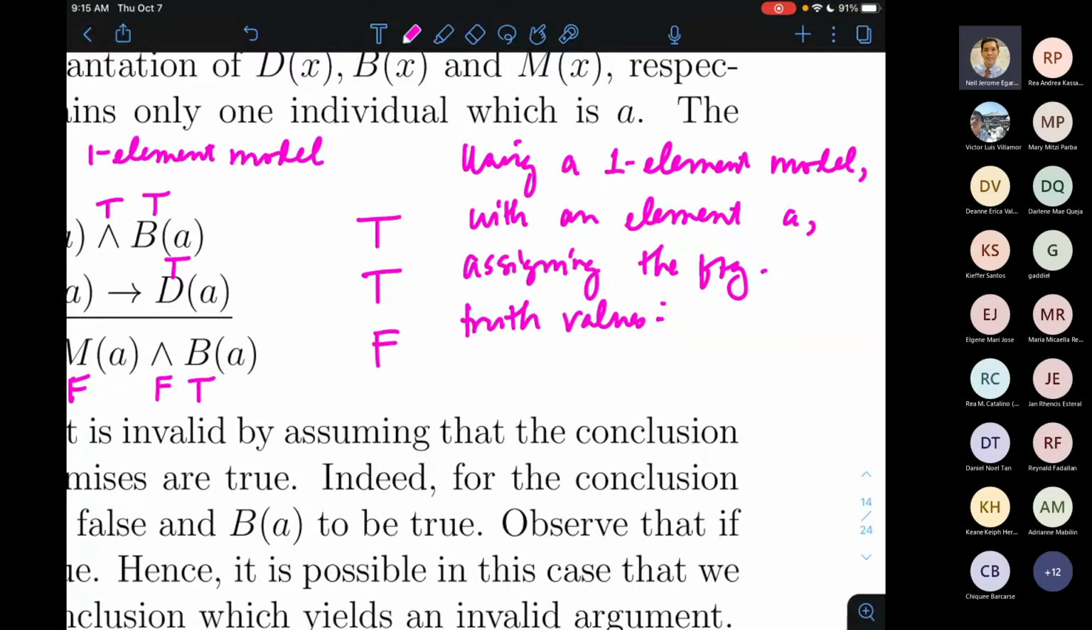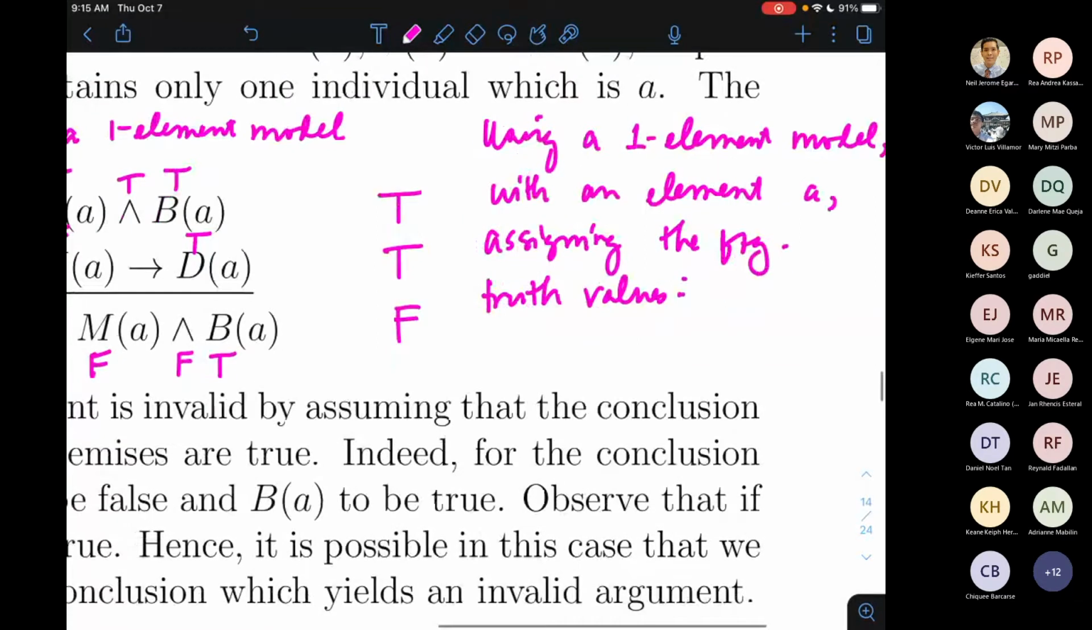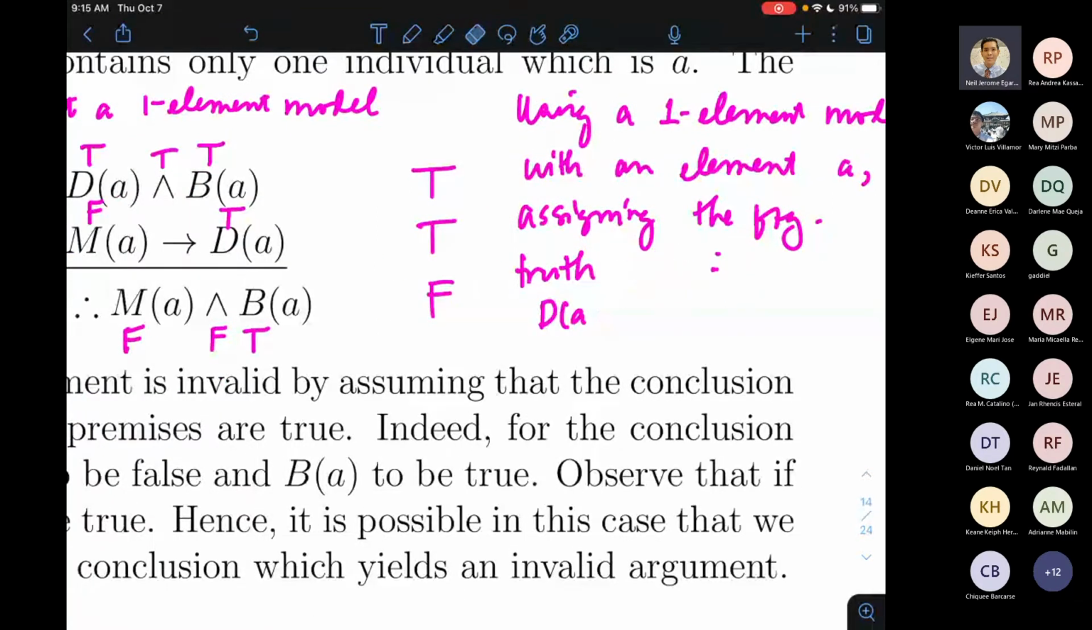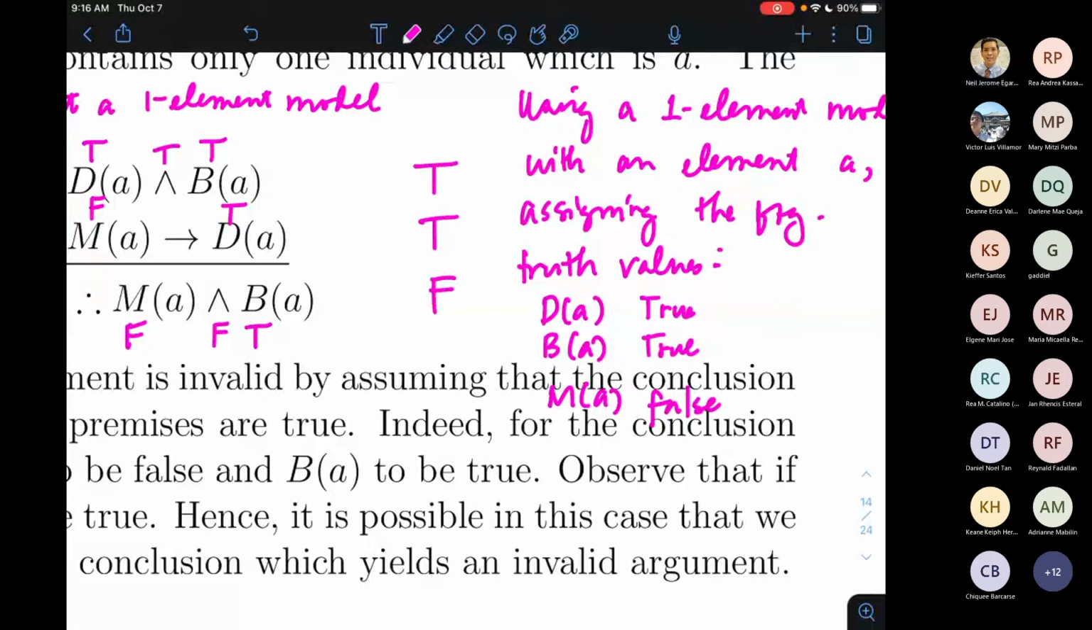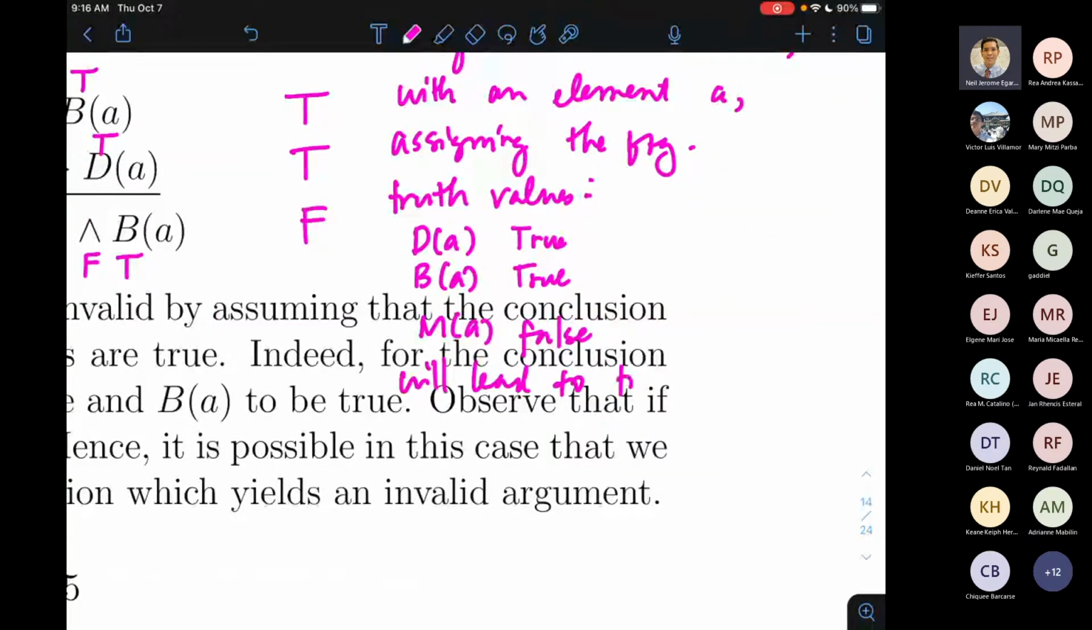So I guess here we assign B of A to be true. We assign B of A to be true as well. And then M of A is false. So nakakita tayo ng isang specific case na magkakaroon ng true implying false, so the argument is invalid. So this will lead to true premises implying a false conclusion. Therefore, the argument is invalid.